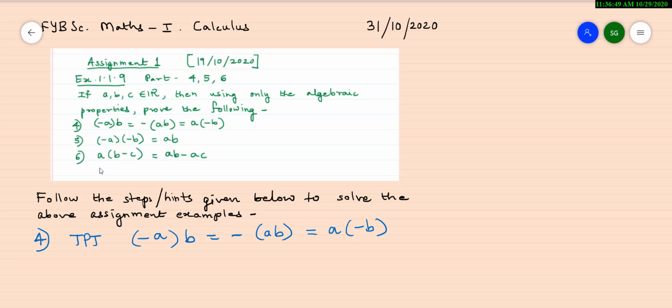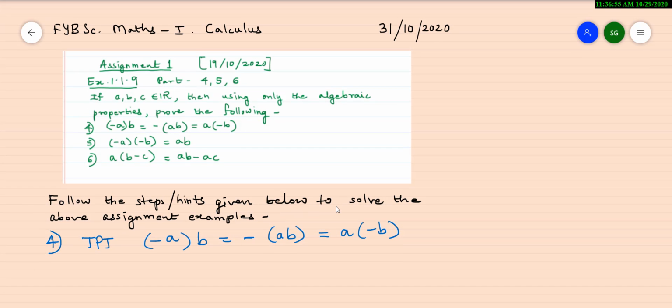Now I'm giving you the hints or the steps which can be followed to solve the above assignment examples. Let us start with the fourth part. In the fourth part, what we have to prove is that (minus a) into b is equal to minus of ab, which is equal to a into minus b. Now, what you have to remember over here is what you understand by this notation minus of ab.